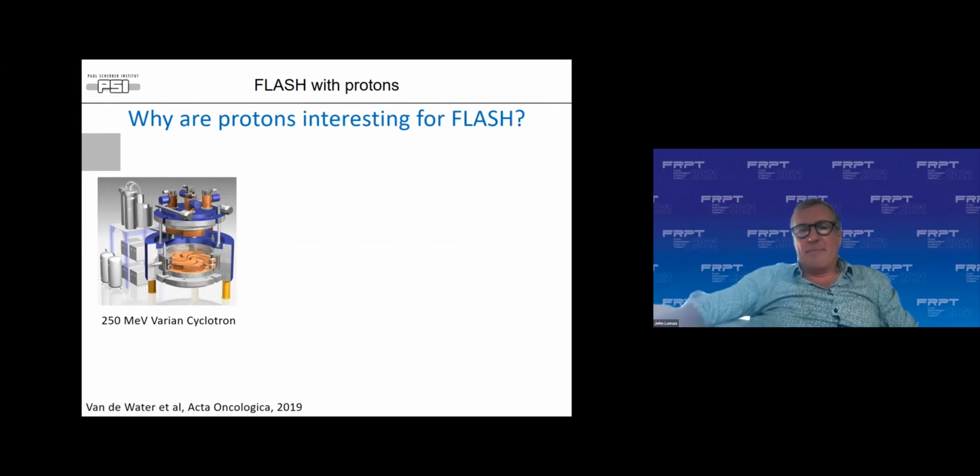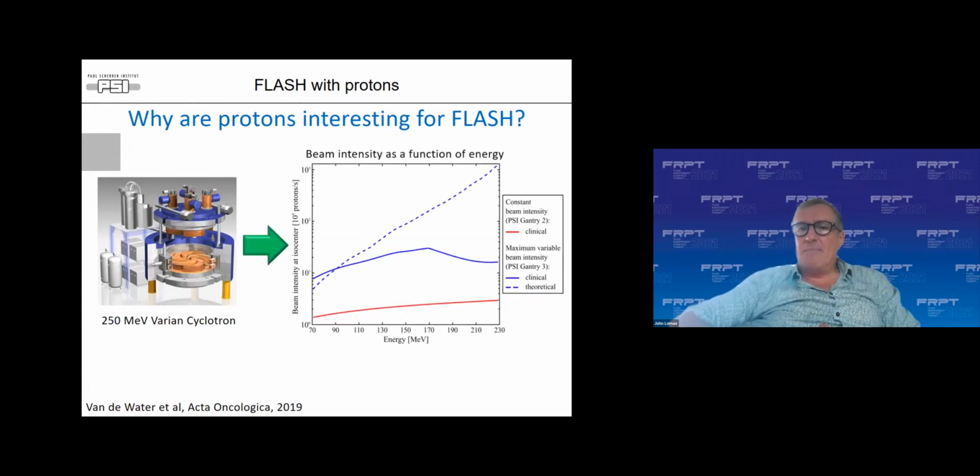And the reasons are because with a typical proton machine, be it a cyclotron, synchrotron, whatever, you can get quite high beam intensities. This is a plot of the beam intensity we can get from our cyclotron. This is a Varian 250 MeV superconducting cyclotron. On the x-axis here is the beam intensity in numbers of protons per second. Note this is a logarithmic scale, as a function of energy.